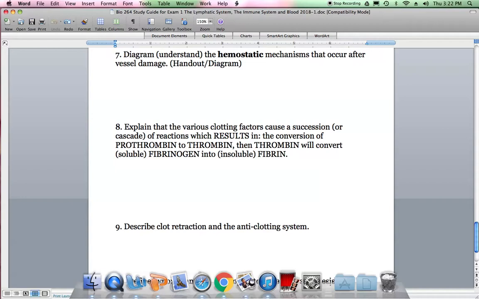The clot needs to retract because it needs to not grow too large, and then we need an anti-clotting system so that the clot does not become too large or pieces don't start breaking off and go downstream into a smaller blood vessel.